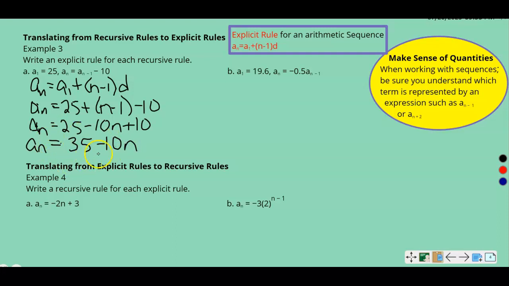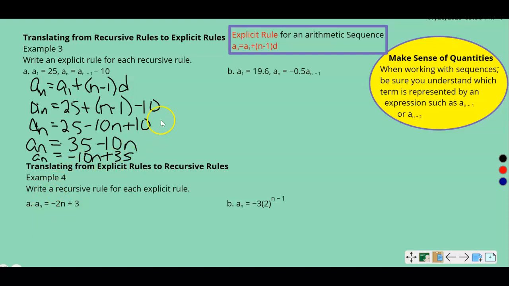If I want to rewrite this in slope-intercept form, I could change this around and I could have A sub n equals negative 10n plus 35. All right, and that would be an explicit rule for part A.